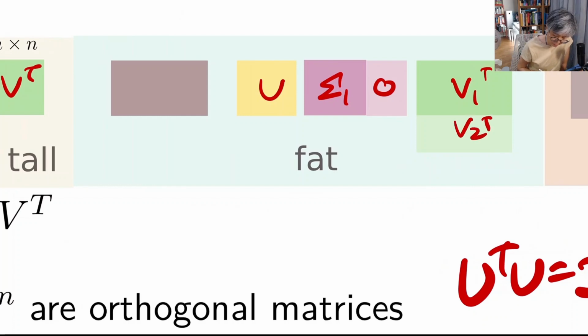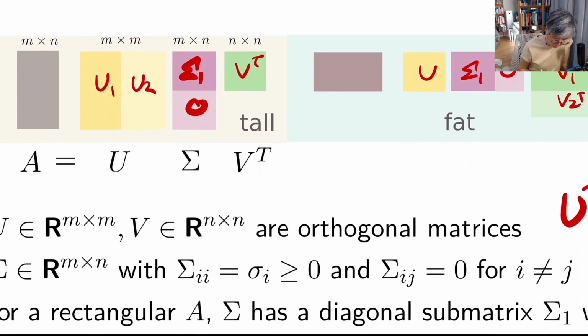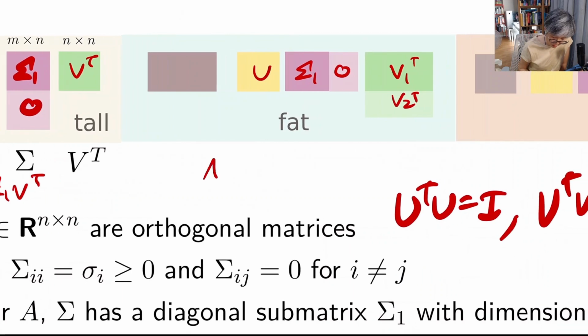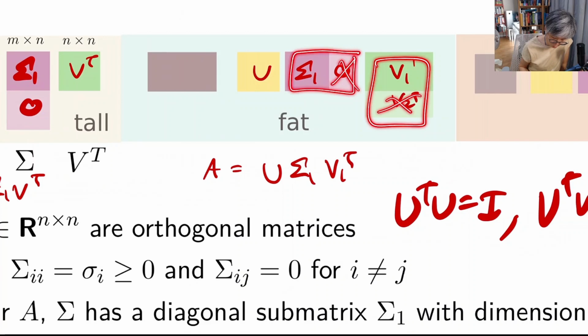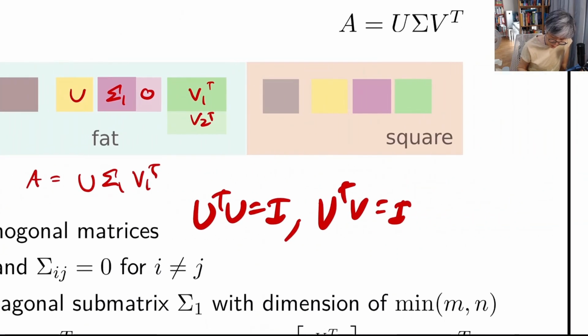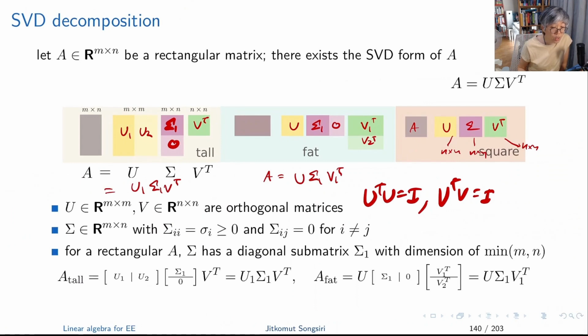two row blocks. Okay, so in these two cases, you can see that when you multiply it out, for the tall case, it takes only the information in U1, sigma 1, and V. So this is going to be U1, sigma 1, V transpose after you multiply it. And for the fat case, it's going to be only U sigma 1 and V transpose, because you're going to multiply these with this, and the 0 go away. And for the square case, that's going to be a simple one. This is A, U, sigma, and V transpose. All of them will have n by n dimension, the size. Okay, so this is the structure.